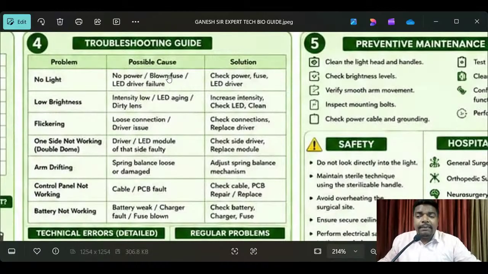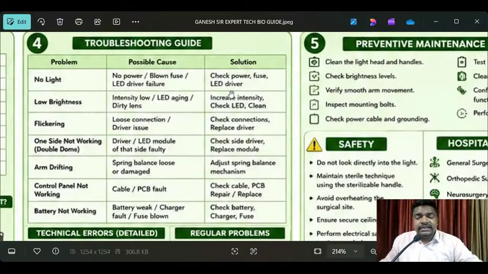Why did it happen? Because you are not connected to the UPS. Raw power, like AC power at 230 volts, sometimes comes at high voltage and sometimes at low voltage. That's why I recommend connecting the UPS. Then even if there is a power failure, there is little chance of problems in this OT light. I hope you are getting my voice. Solution, what to do? Check the power, fuse, and LED driver.